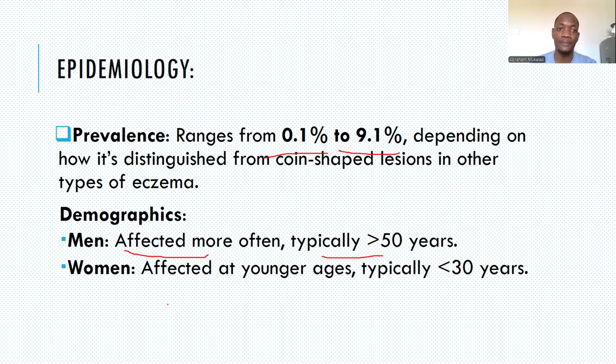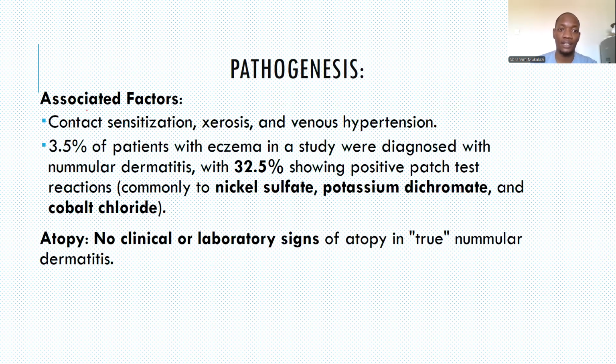So when you look at the associated factors, these include contact sensitization, xerosis, and venous hypertension, like the stasis that gives us stasis dermatitis, which also ends up presenting with a nummular morphology, or nummular dermatitis. In one study, 3.5% of the patients with eczema were diagnosed with nummular dermatitis, and only 32.5% of these showed a positive patch test reaction, commonly to nickel, potassium dichromate, or even cobalt chloride.